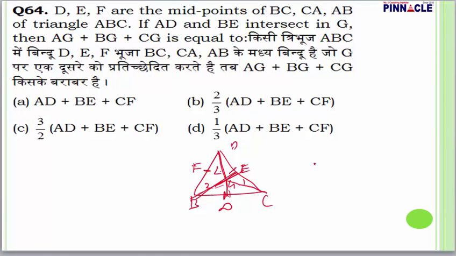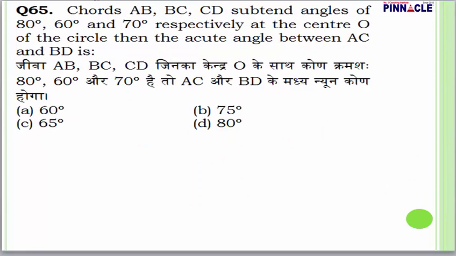And if it is 6, then we have to see that AD would be 3, this would be 3, this would be 3, and this would be 3. Why? Because this is 2:1. So 3 plus 3 plus 9, so AD, BE and CF would then be 9. Then 9 would be equal to 2 by 3. If I multiply it by, then it would become 6. So 2 by 3 of AD, BE and CF will satisfy. Answer is B. Next question, question number 65.